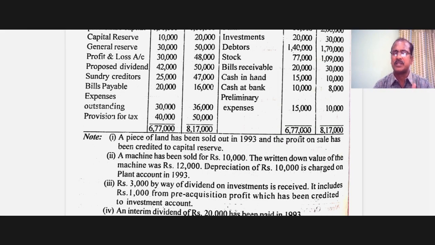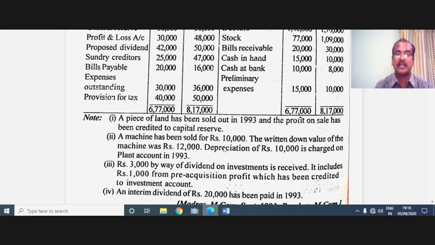And the 40,000 rupees, the sale proceeds of land and building will be taken over to sources of funds in the funds flow statement. A machine has been sold for 10,000 rupees. The written down value of the machine was 12,000 rupees. The book value of the machine at the date of sale is 12,000, but it is sold only for 10,000. Therefore, they have incurred a loss of 2,000 rupees, which is a non-operating item. So that will be again taken over to P&L account, the loss on sale of machinery. The 10,000 rupees, the sale proceeds of machine would be taken over to sources of funds in the funds flow statement.